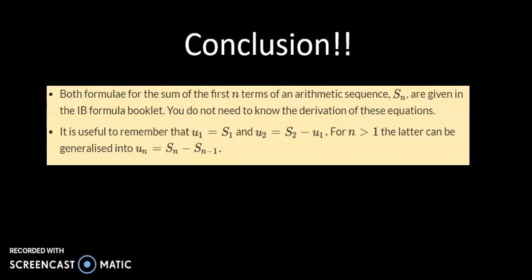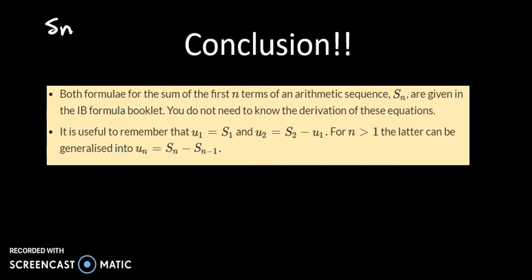So finally we have the conclusion. What we have here is both formulas for the sum of the first n terms of an arithmetic sequence in our given IB formula booklet. The questions that I'm taking here are from the Revision Village IB website, so it mainly has to do with IB. You don't need to know the first two Sn formulas, and you also don't need to know the derivation of these equations. You just need to know how to use them.